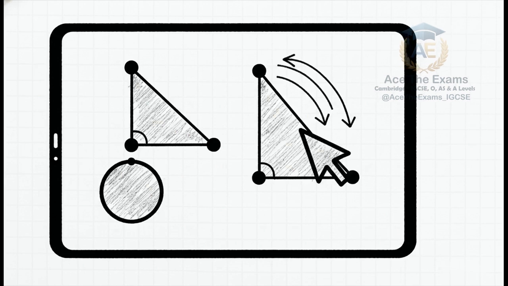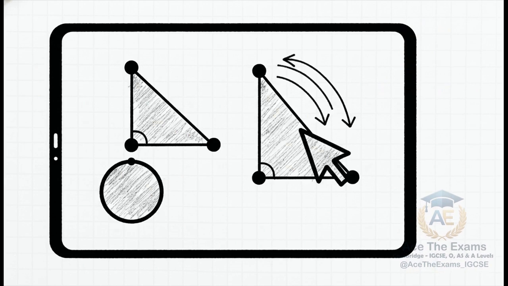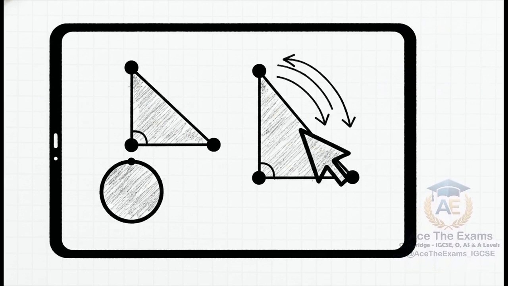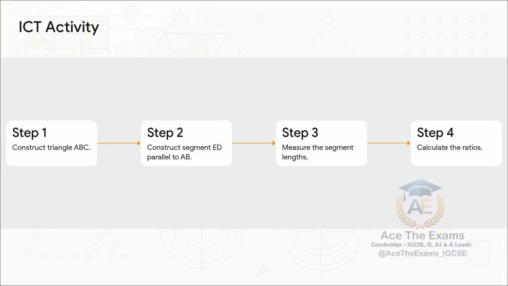By firing up dynamic geometry packages like Cabri or GeoGebra, we aren't just sketching static shapes on a piece of paper. We're constructing them digitally. This completely changes the game, allowing us to manipulate the geometry in real time, bringing the math to life right before our eyes.